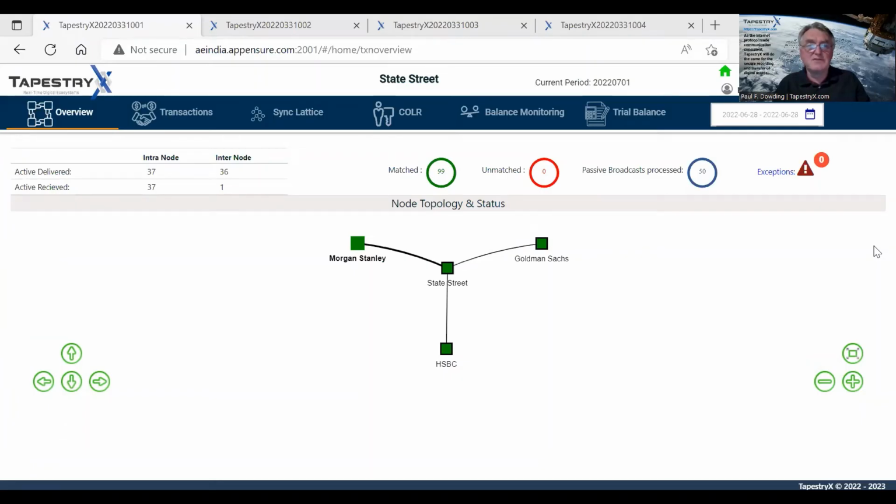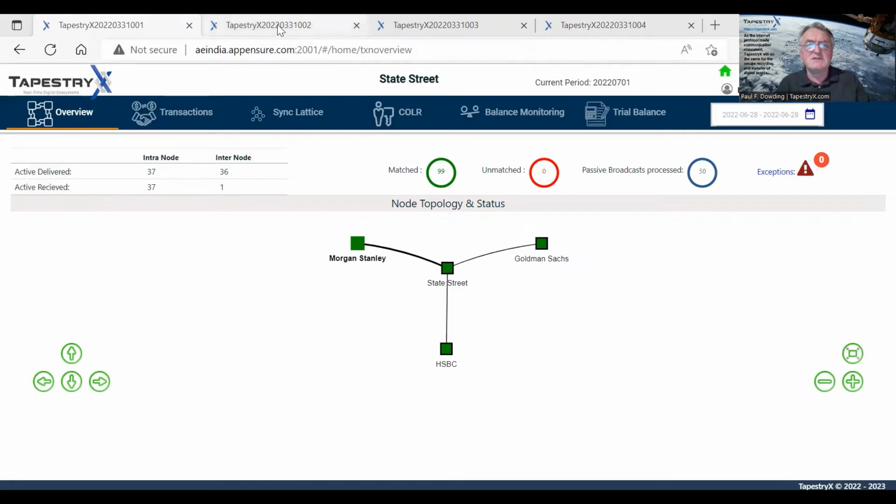So, now looking at the system, we see we've actually got 4 nodes on separate tabs deploying their own version of the software. In this case, State Street is acting as the airlock to Morgan Stanley, HSBC, and Goldman Sachs. And please don't be fooled, State Street is not a central authority here. This is just a view of the network according to State Street.